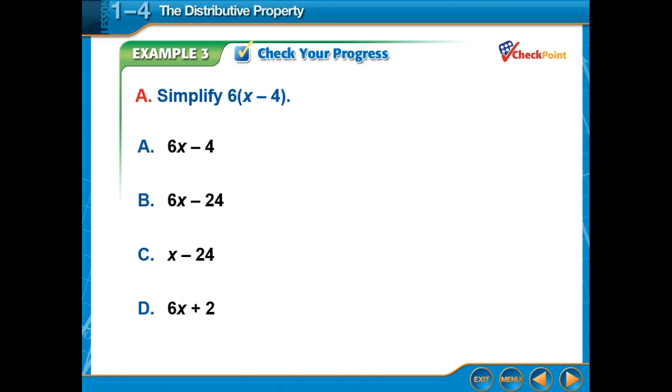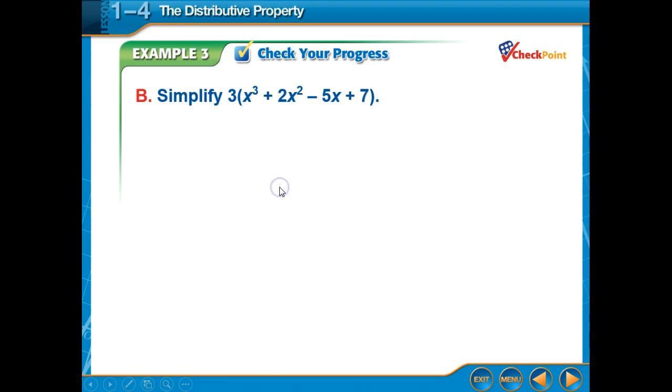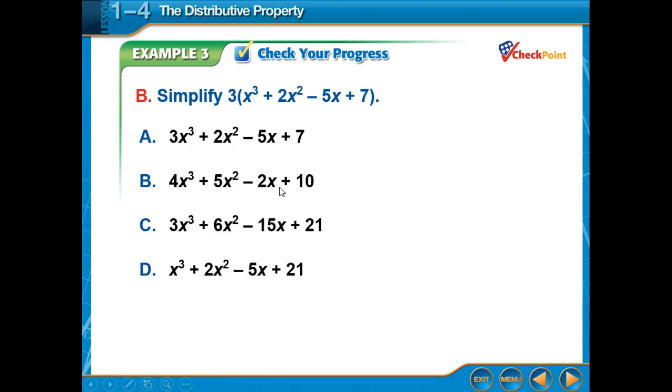Next, check your progress and simplify this expression. You should have chosen B. 6 times x is 6x. 6 times minus 4 is minus 24. Pause here and simplify this expression.